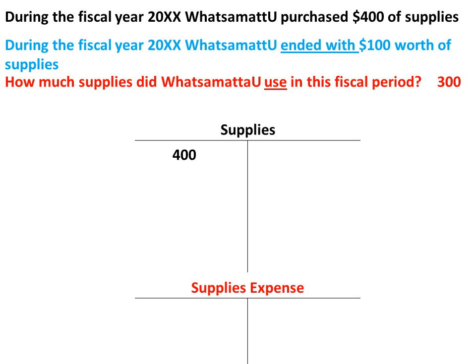So I'm going to open up my supplies expense. An expense has a normal balance of a debit, so we're going to debit that. And we need to decrease our supplies account because we no longer have 400, rather we have 100. We need to decrease our supplies account by 300. And that'll be our entry. That's pretty much the premise of it.